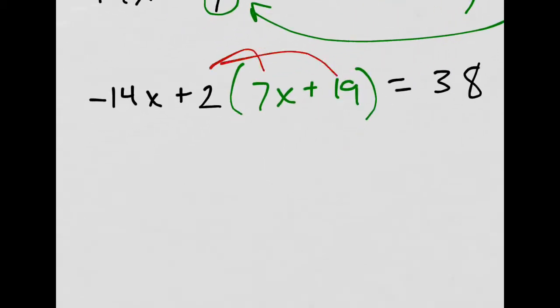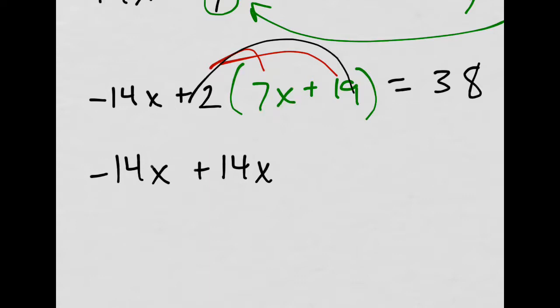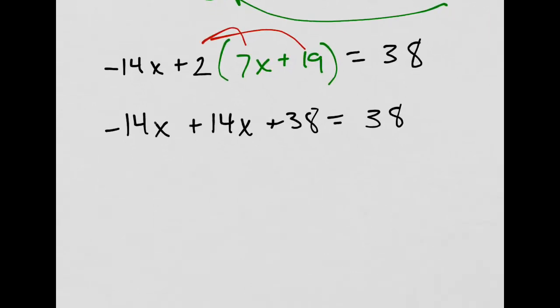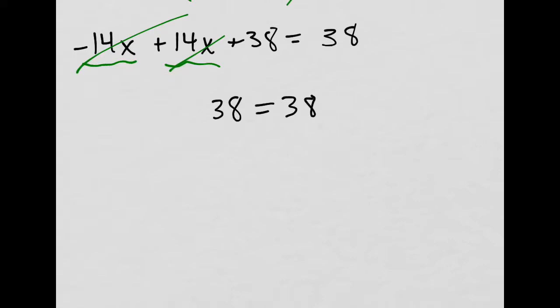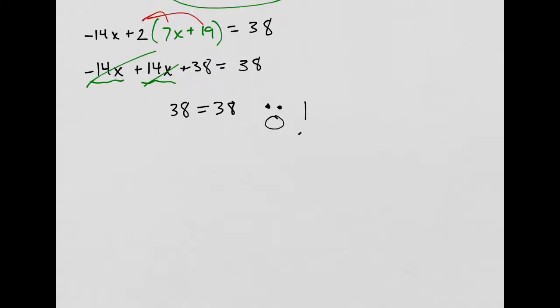Distribute. That's very nice. Negative 14x plus 14x. Oh, look at that. And then 2 times 19. What's that? That's 38, isn't it? 2 times 19 is 38. Plus 38 equals 38. Now, I combine like terms. Those cancel out because one's negative, one's positive. And so I just have 38 equals 38. What? Oh my goodness.